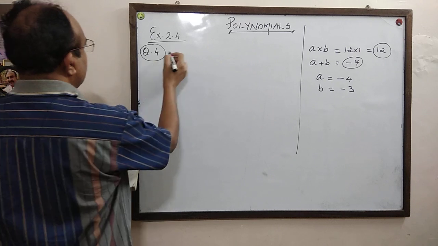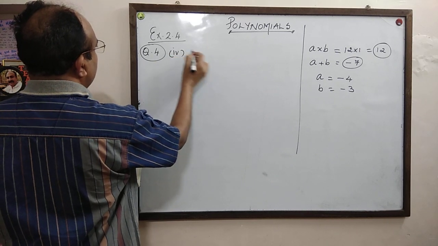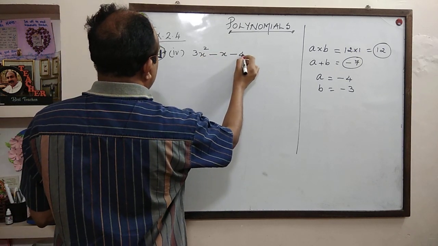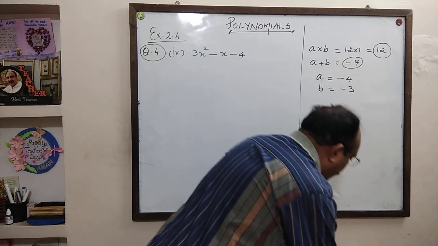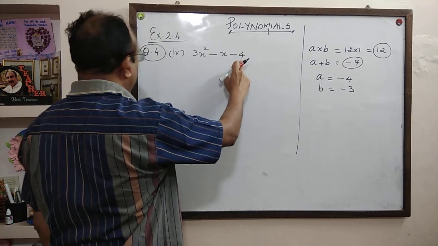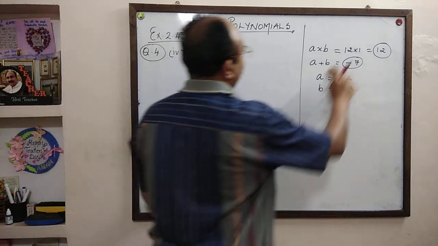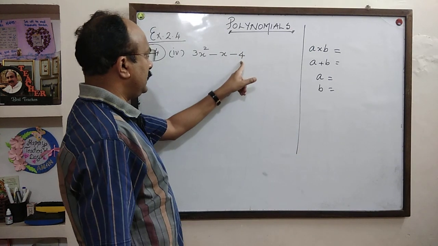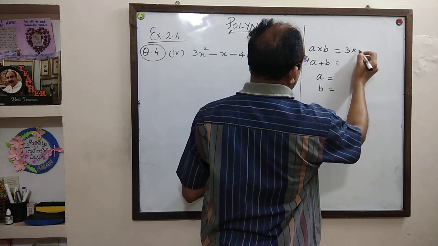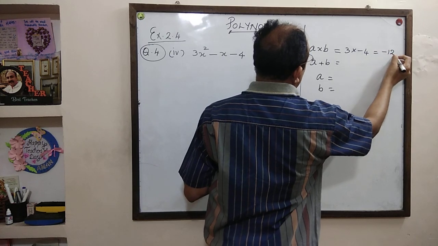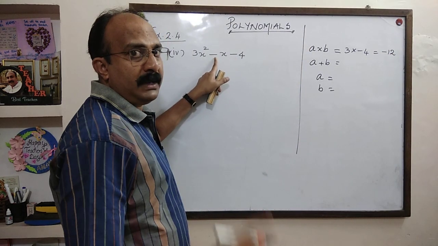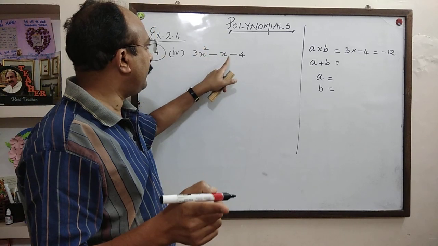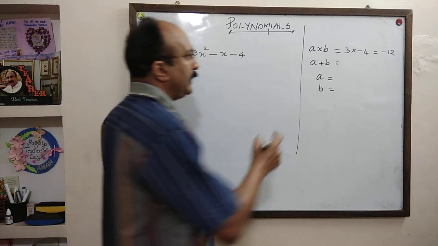And the fourth question is 3x square minus x minus 4. Look here. Here a into b is 3 into minus 4, which is equal to minus 12. Now a plus b, the sum, will be the coefficient of the middle term, minus x. So what is the coefficient of the middle term x? Minus 1.